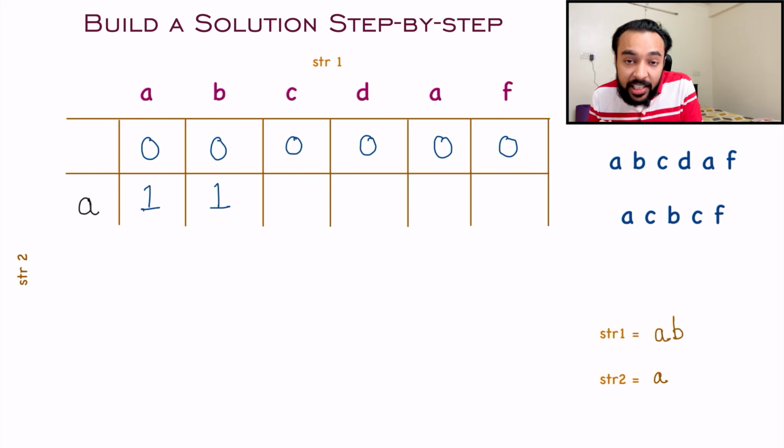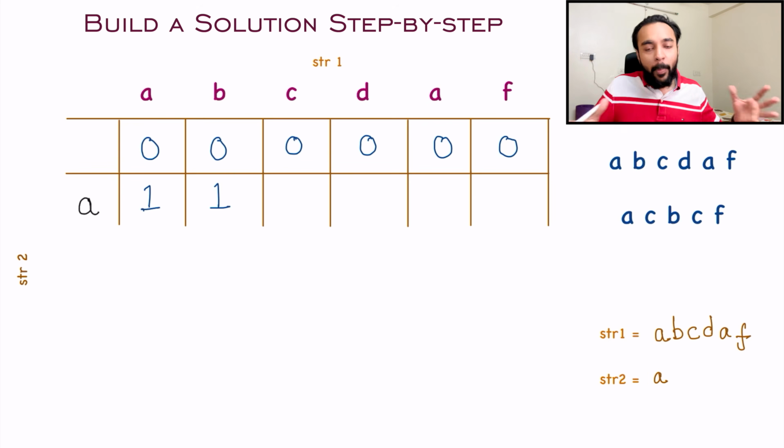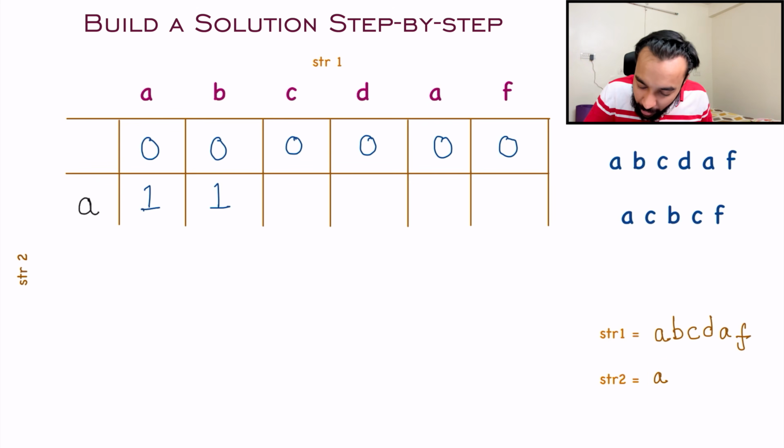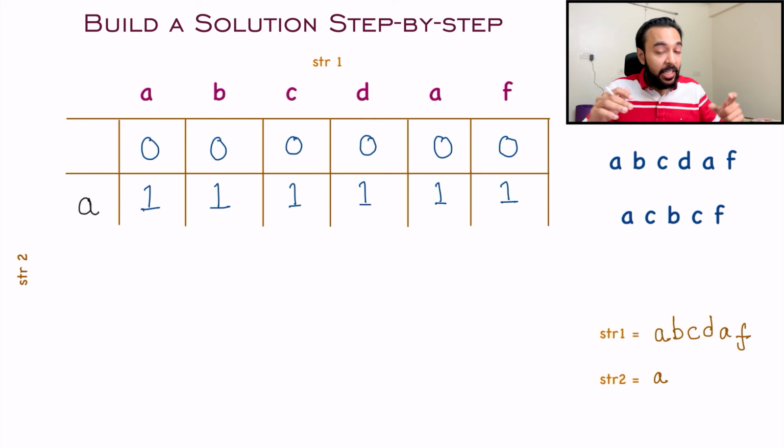And subsequently, you can see that as I keep on adding more characters C, D, A and F, no matter what I do, I just have one character in my second string, right? So this will be the longest possible subsequence, right? And that will be A itself. And its length will be 1. So I can easily populate all of my remaining elements as well. So now I have completed one character of my second string, right?